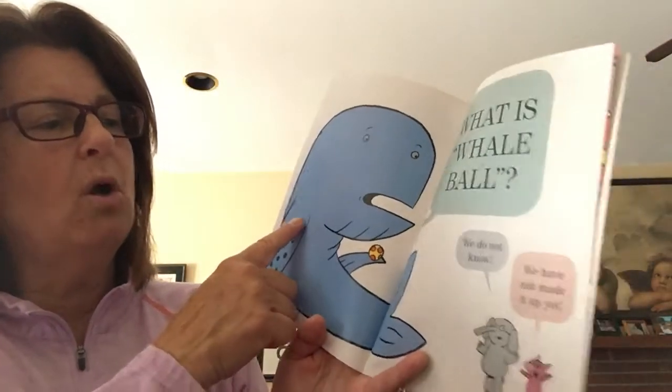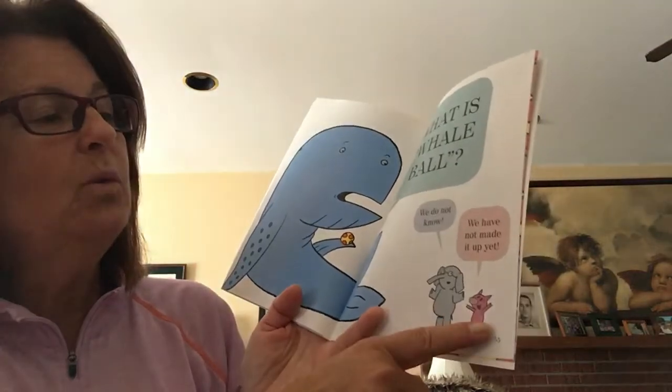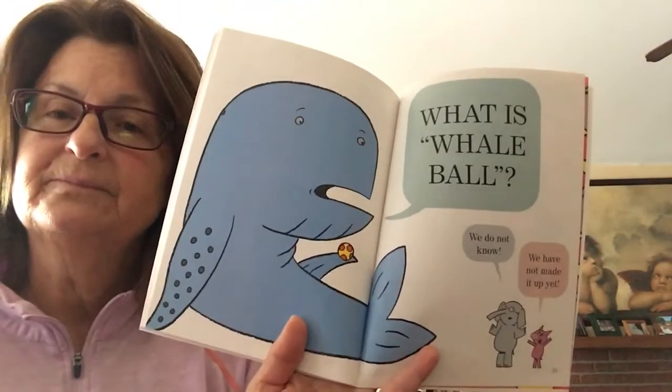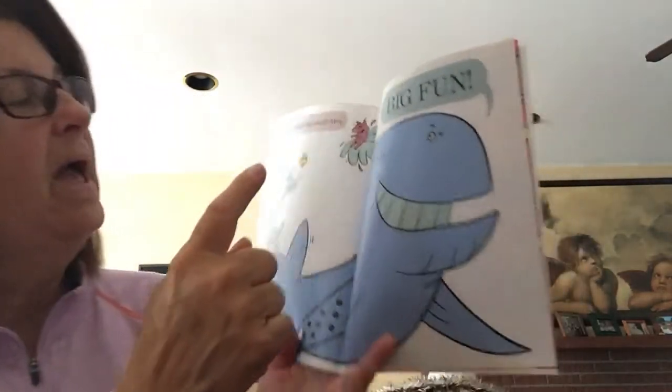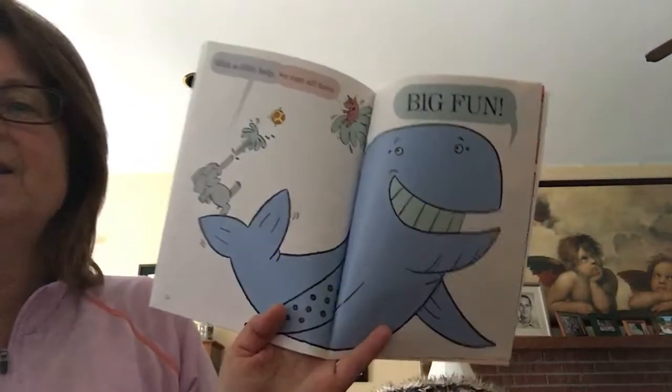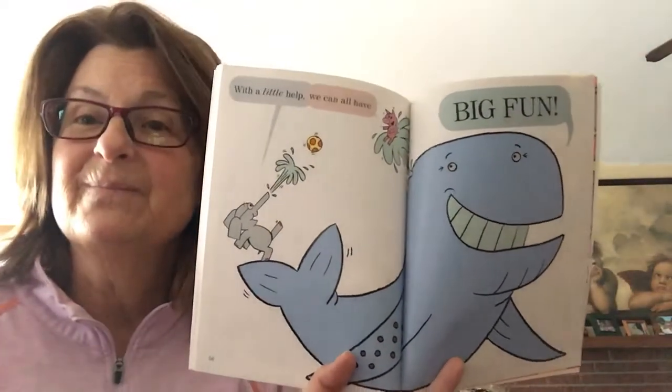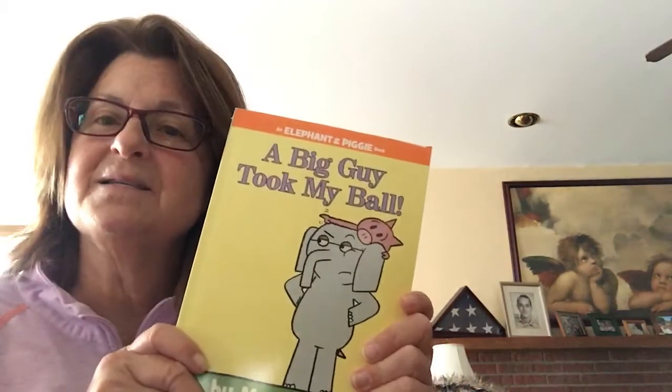What is whale ball? We do not know. We have not made it up yet. So they're going to think up a plan where they all can play together. With a little help, we can all have big fun. Now, aren't they all happy? They're all happy. And that is a good book. And there's Pigeon. There's Pigeon. The end. I love that. That is a great book.